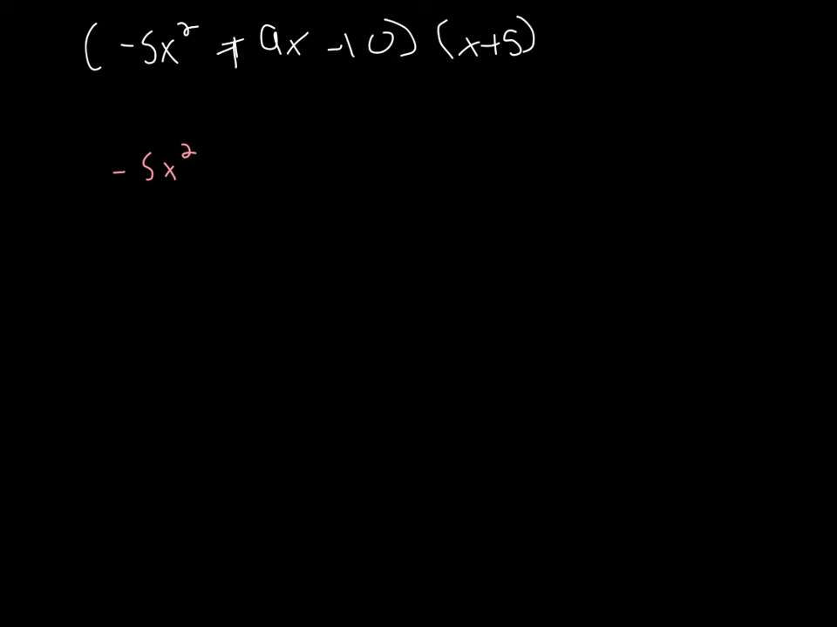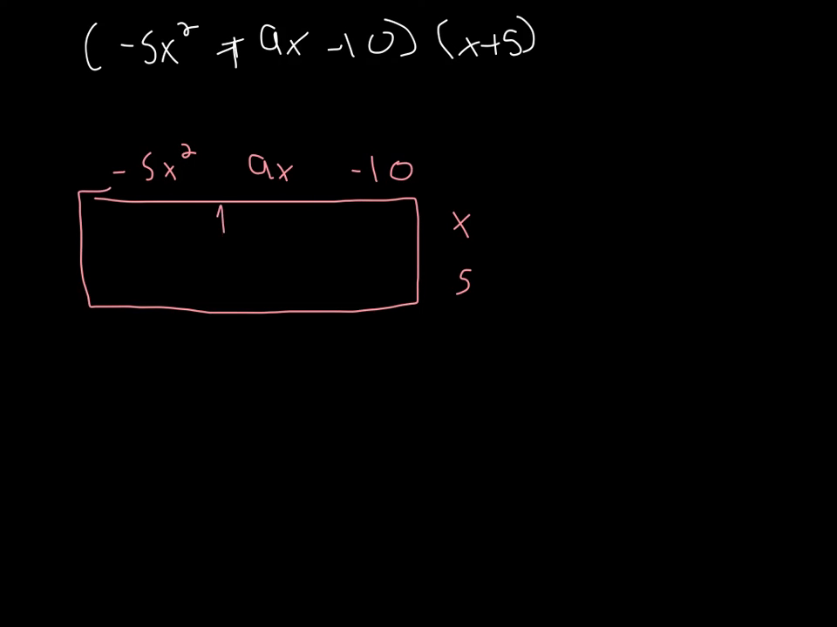So negative 5x squared, 9x, negative 10, x, and 5. And we can set up our table here. And I encourage you to pause it at this point and see if you can solve this on your own. I'm fairly confident that most of you will get this correct. So in looking at solving this table, in order to fill out this box, we have to look at the negative 10 and 5 to get negative 50.